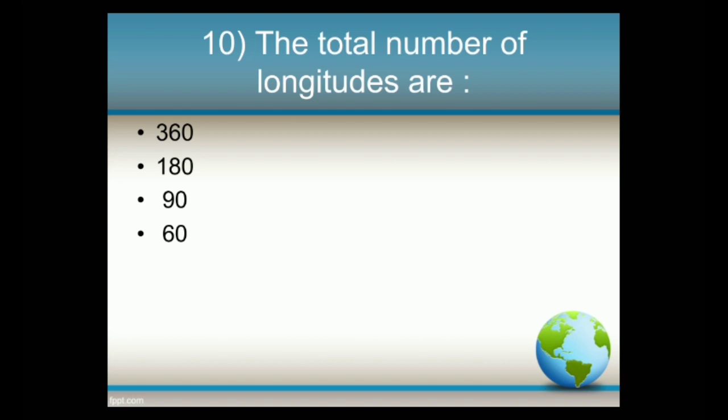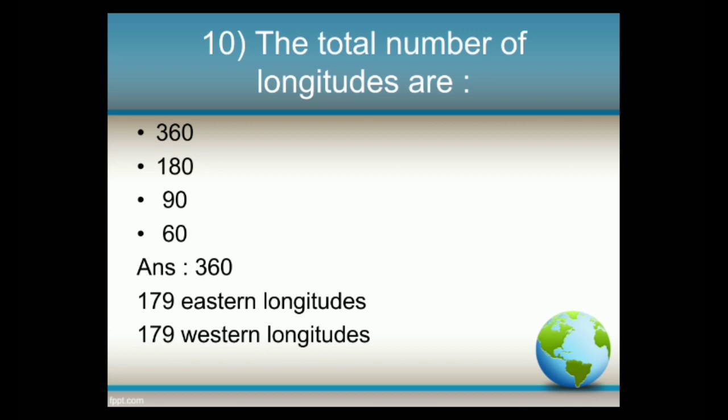Next, the total number of longitudes are, the options are 360, 180, 90, 60. And the answer is 360. There are 179 eastern longitudes and 179 western longitudes, plus 0 degree longitude, that is the prime meridian, and 180 degree longitude, and the total makes this 360.